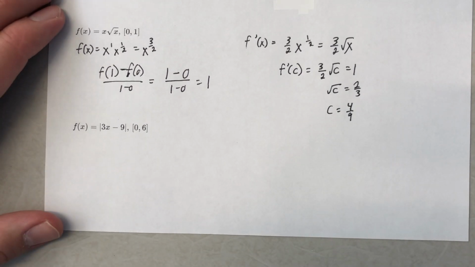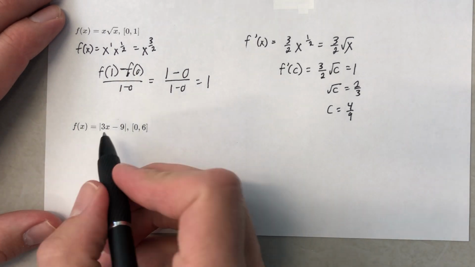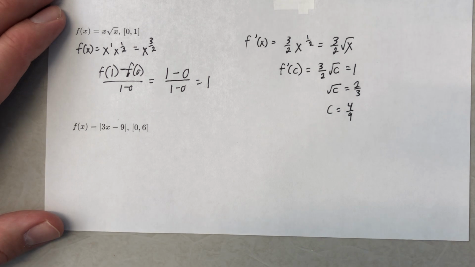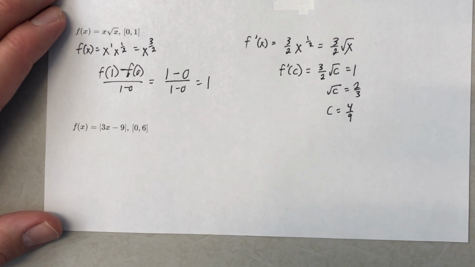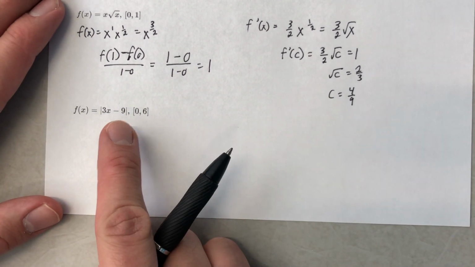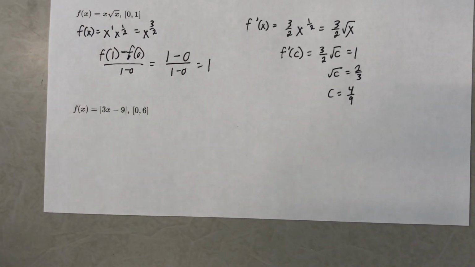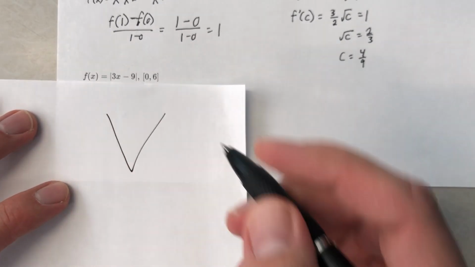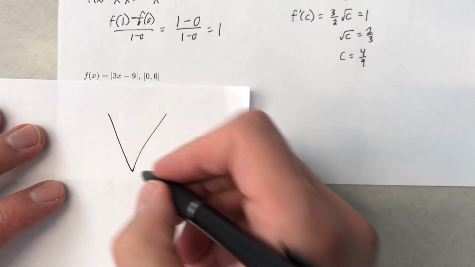Okay, let's move on. f of x equals absolute value of 3x minus 9. Let's see. I wonder if it is continuous. Yes. Absolute value functions are continuous. I wonder if it's differentiable. No, they are not. However, we're actually going to be okay as long as we don't have the point of non-differentiability in that interval. So basically what I'm saying is there's absolute value. That should be a straight line, but whatever.